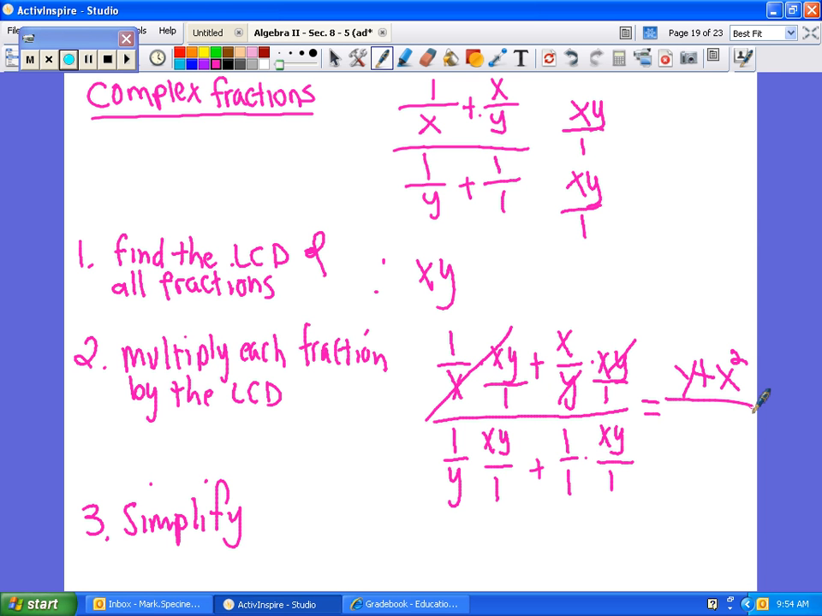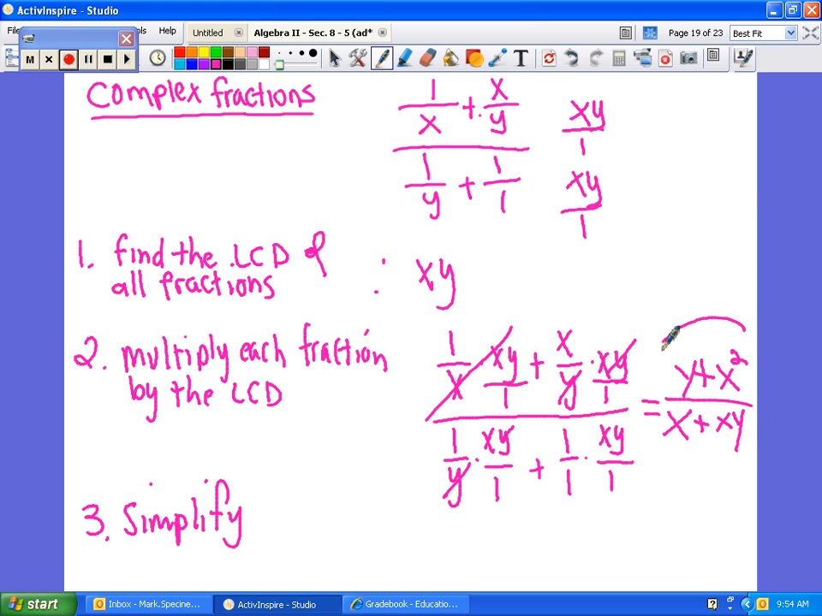Okay? All right, how about over here? What can I cancel? I can cancel out the y here and the y here, leaving me with x. And here, I can't cancel anything. I don't have anything in the denominator. So it's going to be x plus x times y.